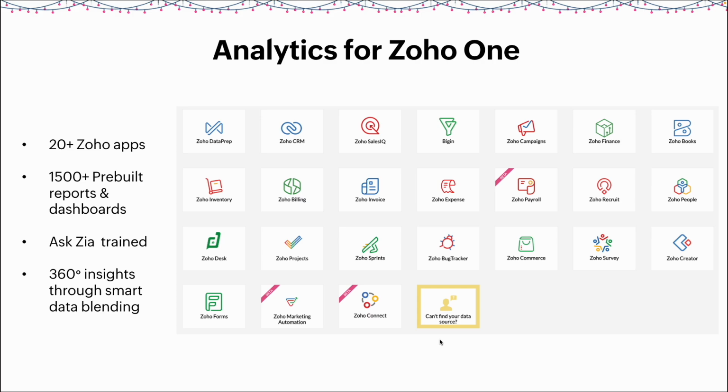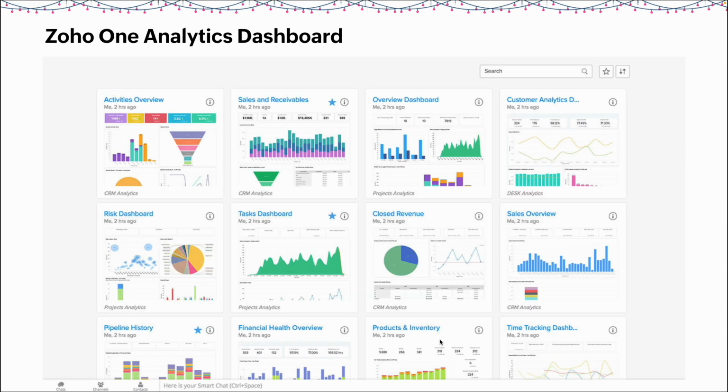So here you're looking at integrations, 20 plus different applications that can seamlessly connect today. And when you integrate your Zoho One or enable the analytics layer, you will have access to 1,500 plus prepackaged reports and dashboards that help you to jumpstart using the product instantly. And Zia is pre-trained for all these applications. And through this smart blending, you get to have a 360-degree view of how your business is performing. I guess that's the most essential part.